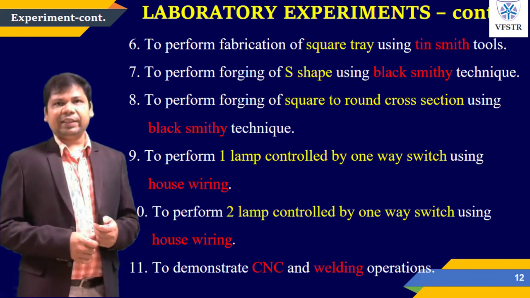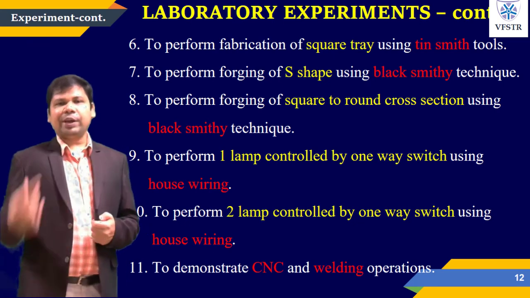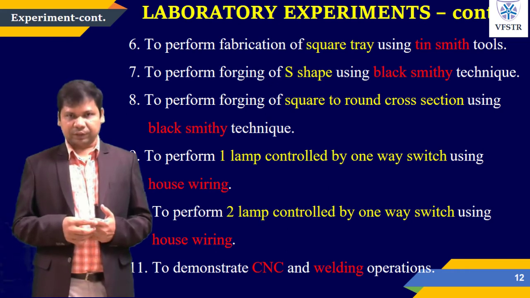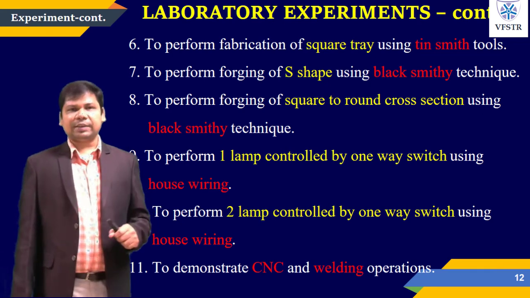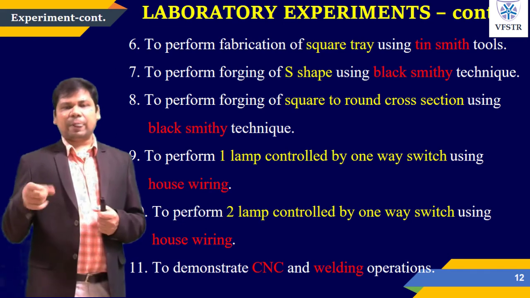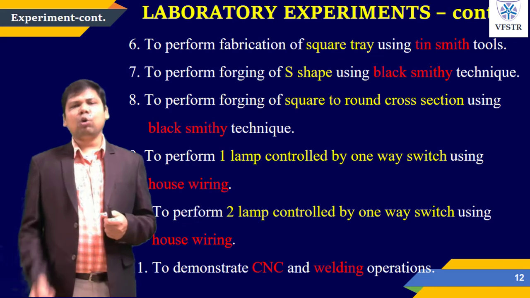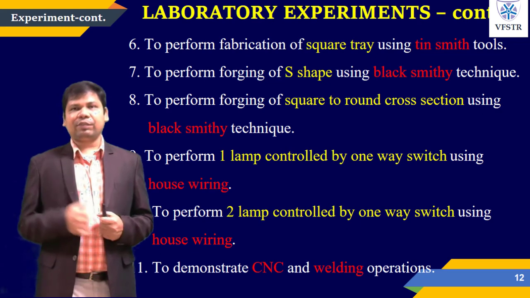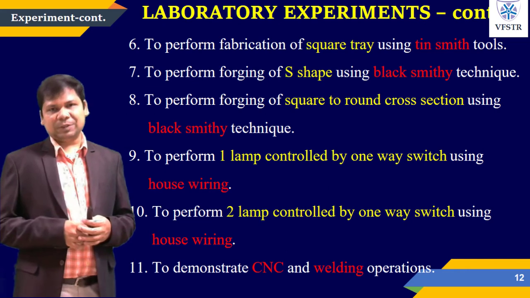The seventh and eighth are related to blacksmithing. In blacksmithing, a thin long rod will be given to you, which may have a square cross section. You have to convert that square cross section into a round one, which is experiment number 8. Another is converting the long square cross section rod into an S shape, which we call a hook. You have to convert that shape by means of forging techniques. So the seventh and eighth are related to blacksmithing.